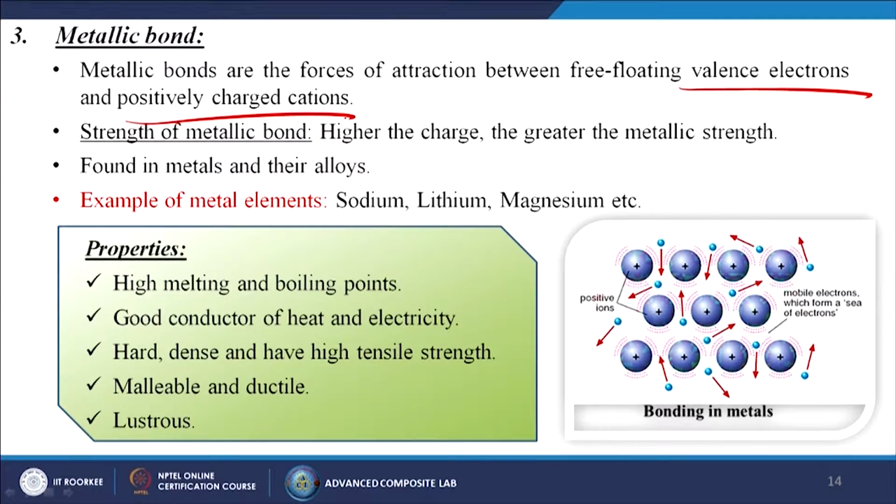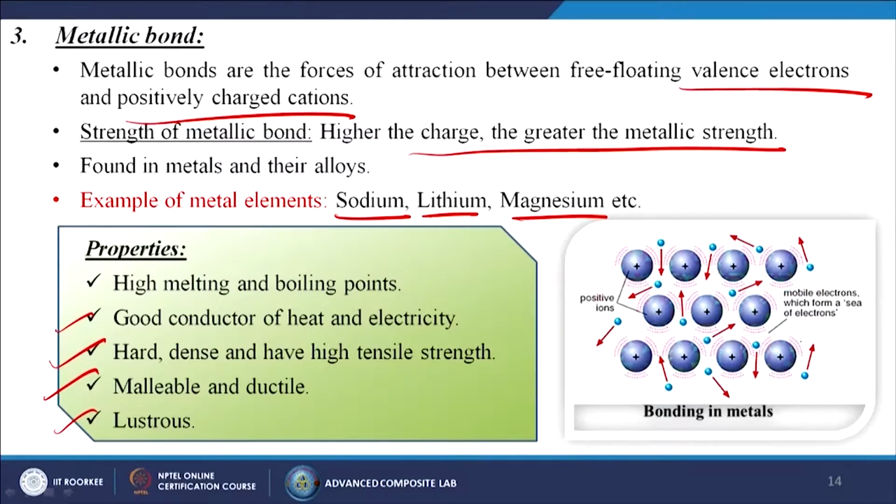Strength of metallic bond: the higher the charge, the greater the metallic strength. It is found in metals and their alloys. Examples of metal elements are sodium, lithium, magnesium. So, what are the properties? High melting and boiling points, good conductor of heat and electricity, hard, dense, and have tensile strength, malleable and ductile, and very lustrous, meaning glittering in nature.